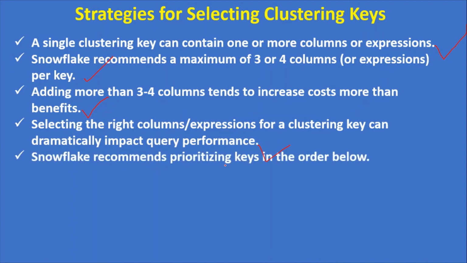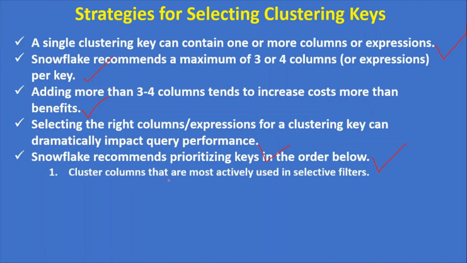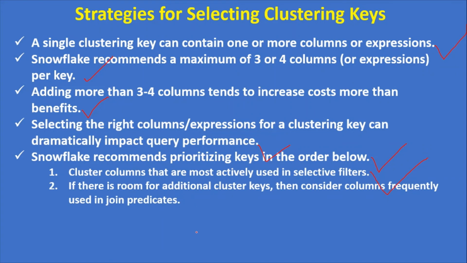Snowflake recommends prioritizing the keys in the order below. What is that order? First, cluster columns that are most actively used in selective filters. This is the one condition. The other one: if there is room for additional cluster keys, then consider the columns frequently used in join predicates. Suppose you have created 2 columns as part of a cluster key, and another column is being used while joining from one table to another table. In that case, you can include that column as part of your cluster key.